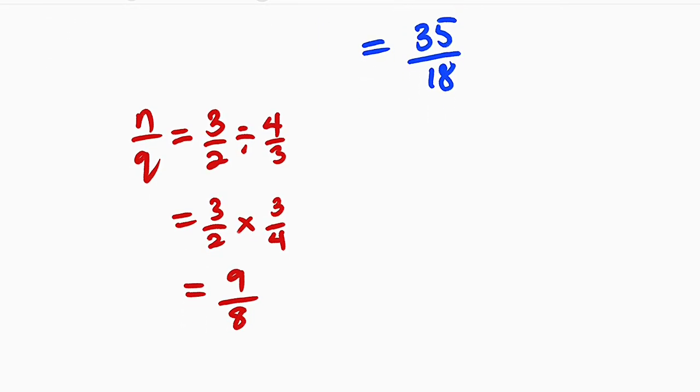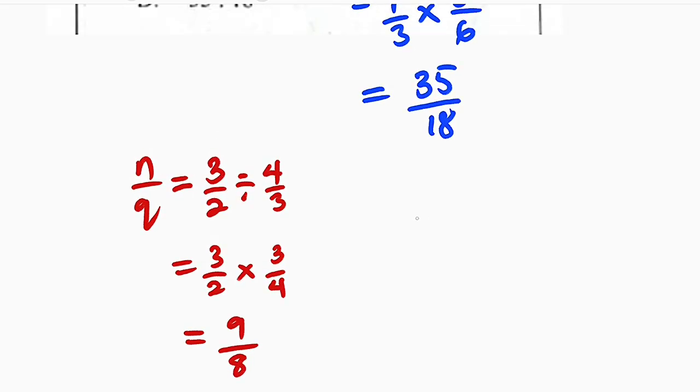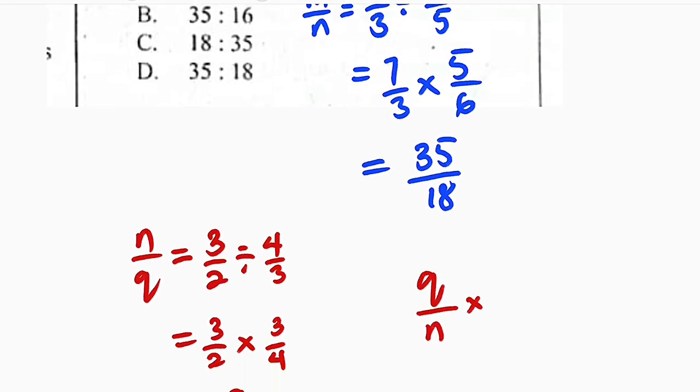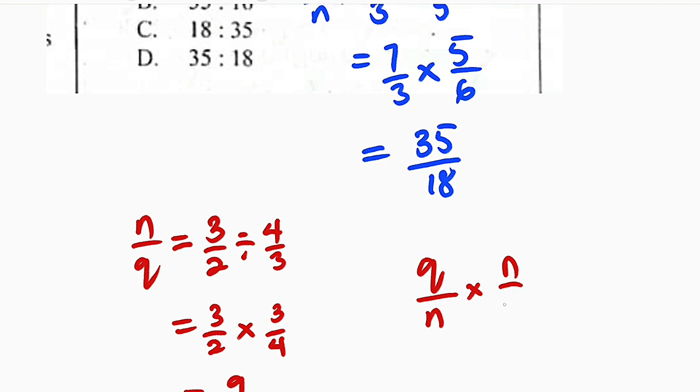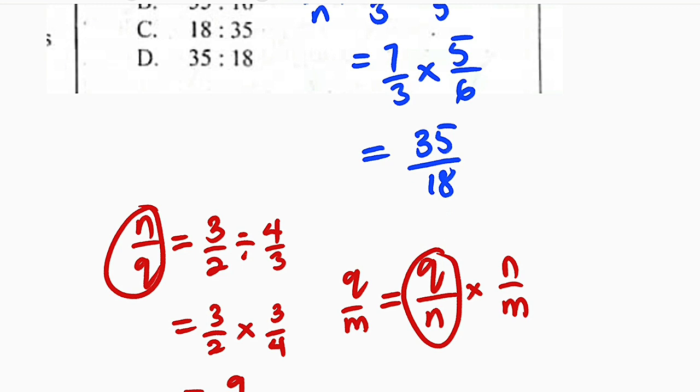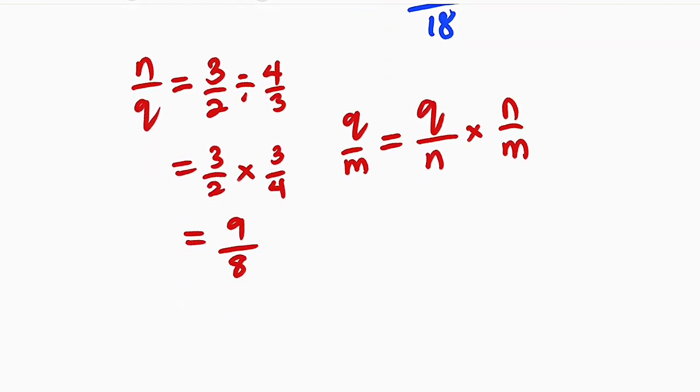Q to M can be obtained by taking Q divided by N, then multiplying it by N divided by M. This will give us what? Q divided by M, which is what? Q to M, because N will cancel N, right? But what are these? We have N divided by Q, but this is Q divided by N. All we have to do is to take reciprocals.